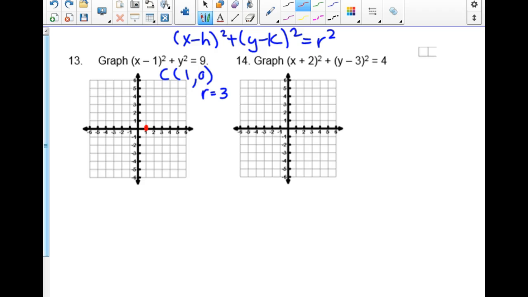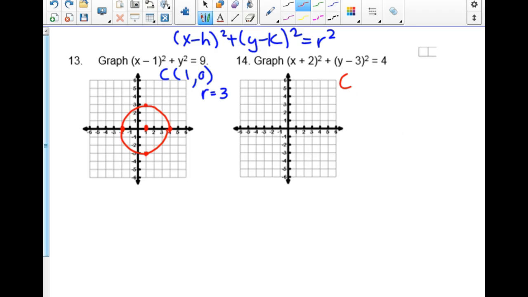Plot 1, 0, and then count 1, 2, 3 above, 3 to the right, 3 to the left, and 3 down. And make a circle. My pen's stuck. Okay, do the other half of my circle. Not perfect, but oh well.